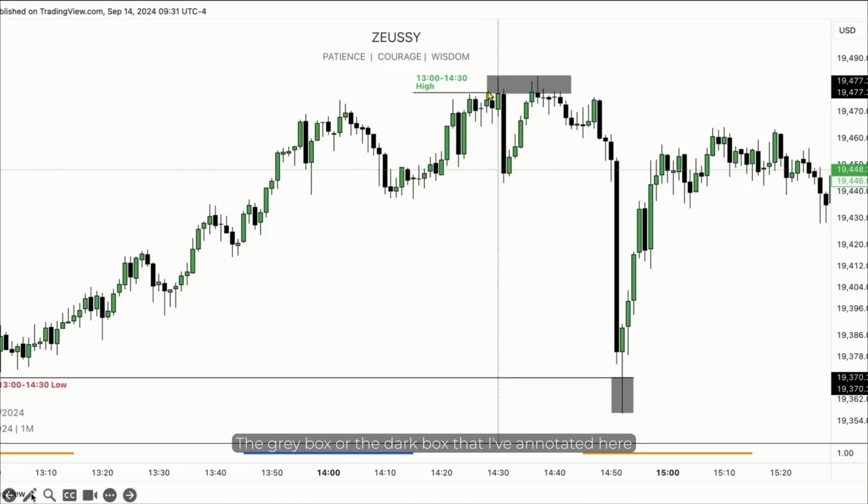The gray box or the dark box that I've annotated here represents the market trading above that previous cycle high. What I need you to see is that only the wicks went above it.